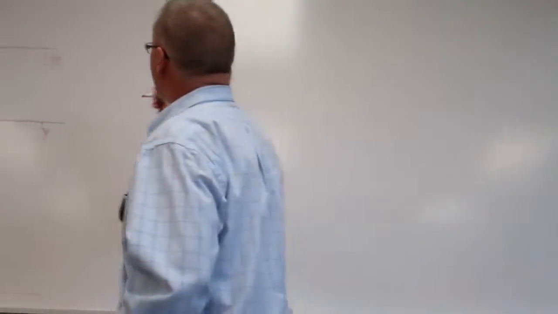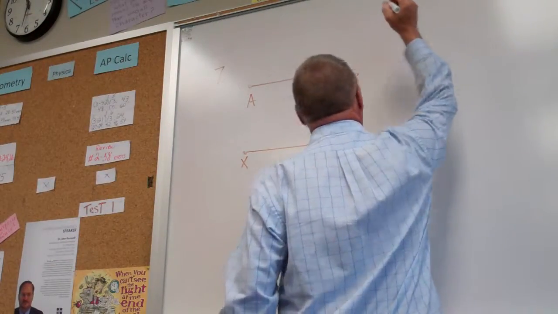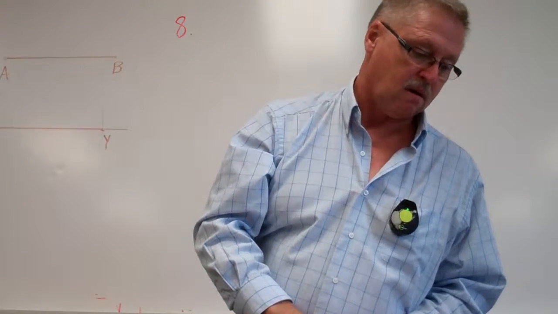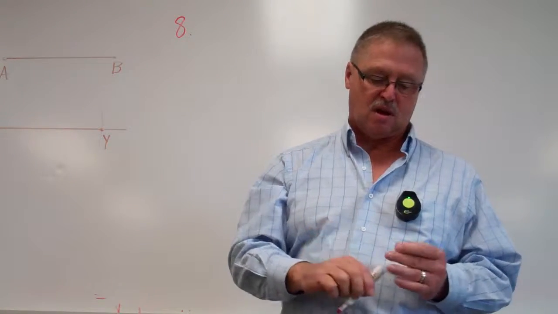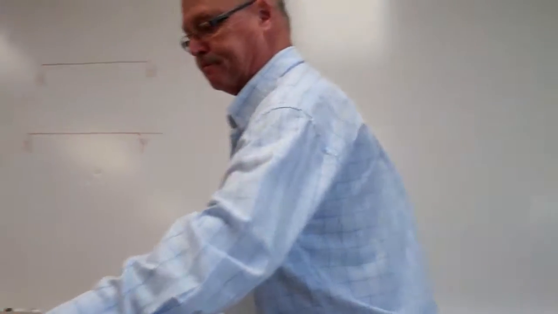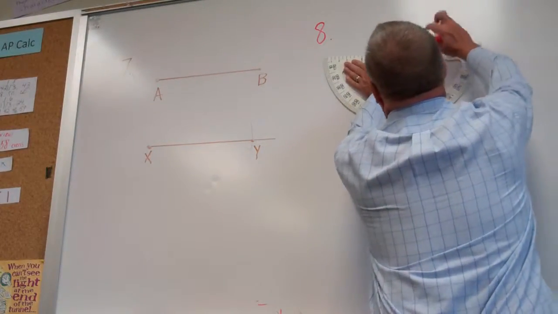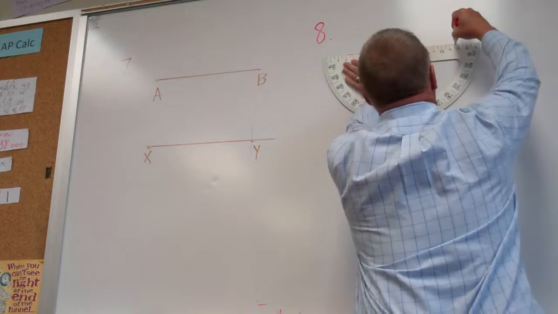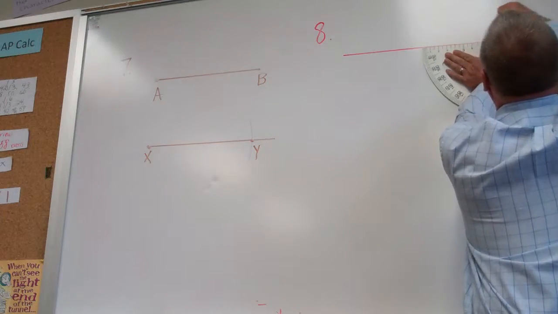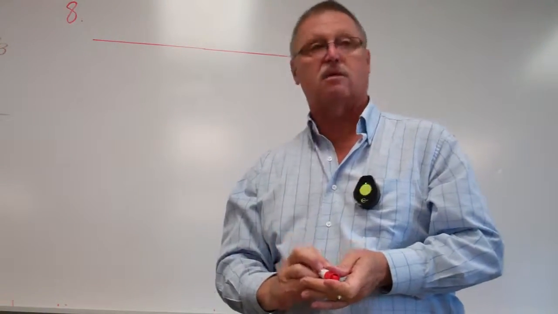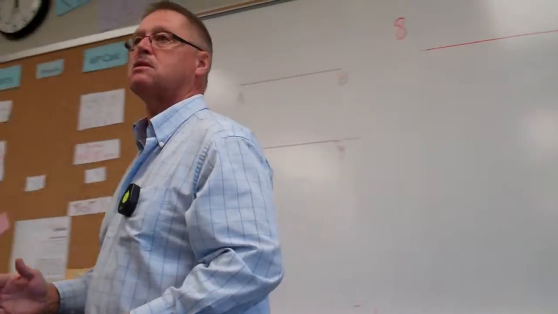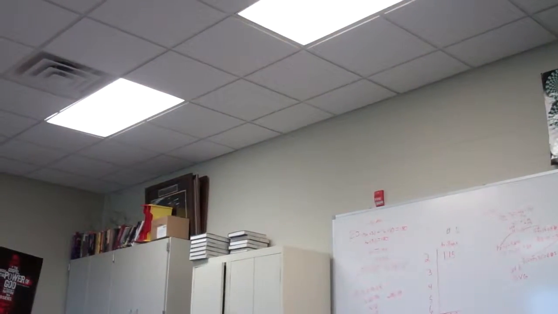Number 8. We need to make a segment BW. It has to be twice as long. So I'm going to build a big, long segment to work on here. And I need BW to be twice as long as AB. Are there any ideas in the audience? How could I make a BW twice as long as AB?